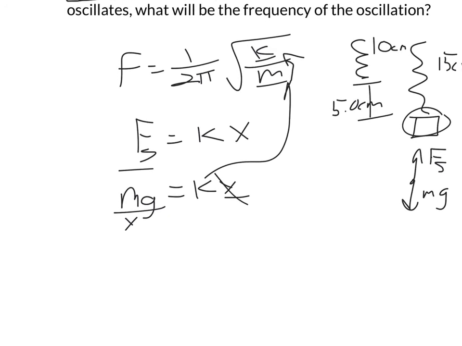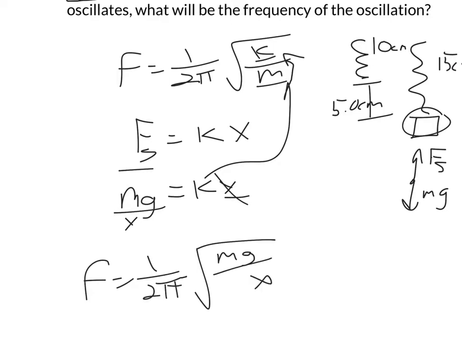So the frequency will be equal to 1 over 2 pi times the square root of, instead of k, it's going to be mg over x, and there was already an m on the bottom. So the frequency of that spring, in this case, our mass will cancel. Okay. Does that always happen? That seems wrong. Well, let's just keep going and see what we get.